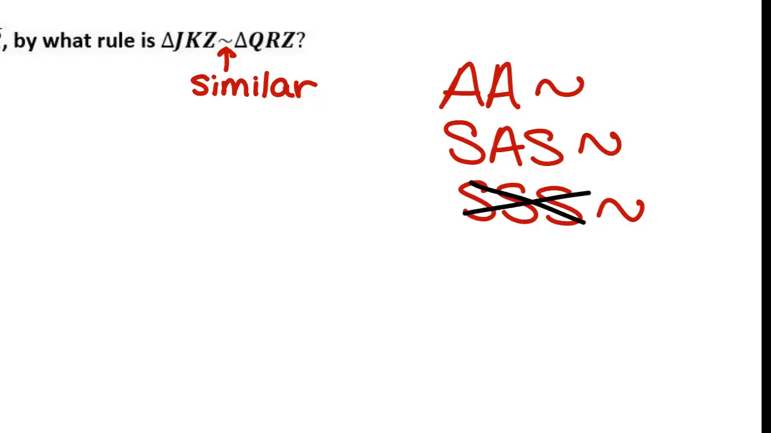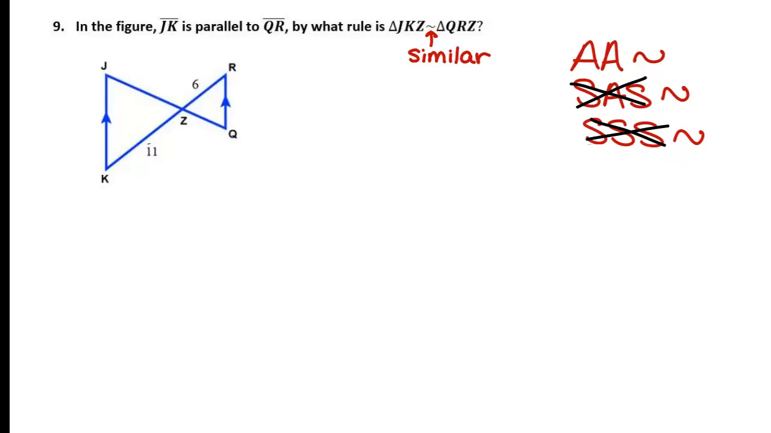For side-angle-side, I have to know about one angle, and I have to know about two sides on one triangle and corresponding two sides on the other triangle. So 4 sides total between the two triangles. Could I use side, angle, side? No. So we're going to have to try to use angle, angle.